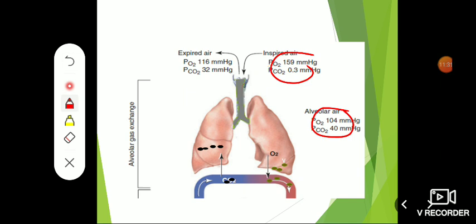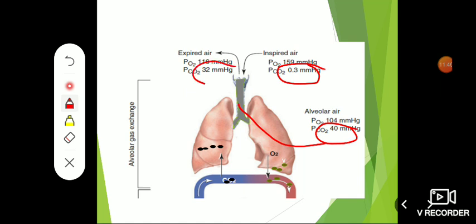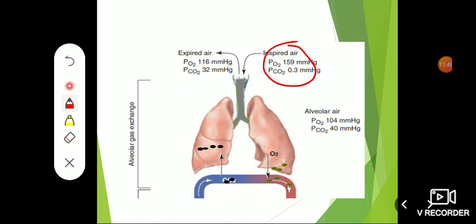this CO2 which is going from here is again mixed with this 0.3. So this will come down to 32 millimeters of mercury because of mixture of expired air with the dead space air which consists of the inspired air. So because of this, expired air will have again a different partial pressure of oxygen.